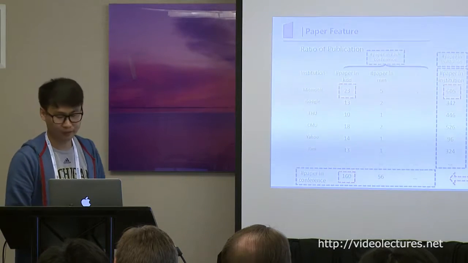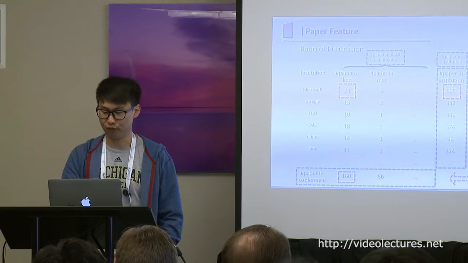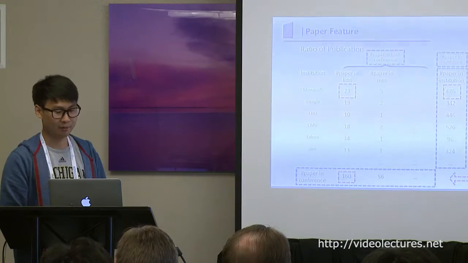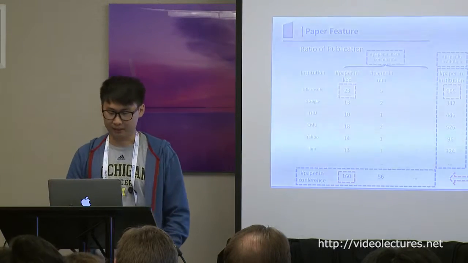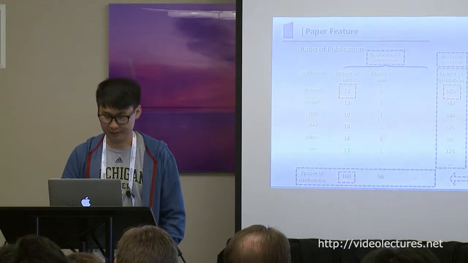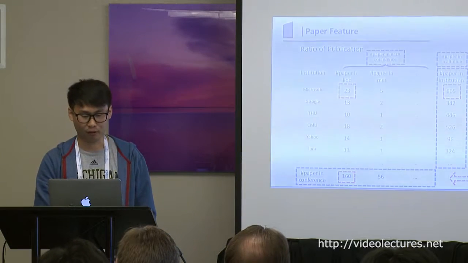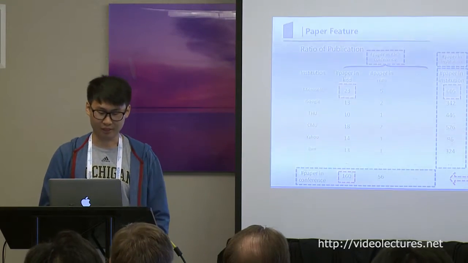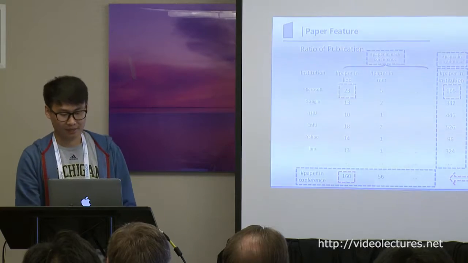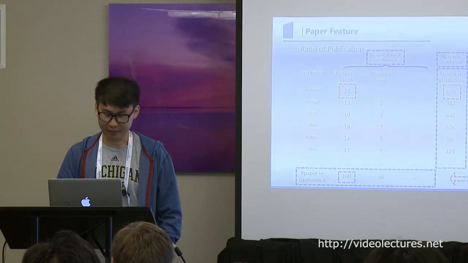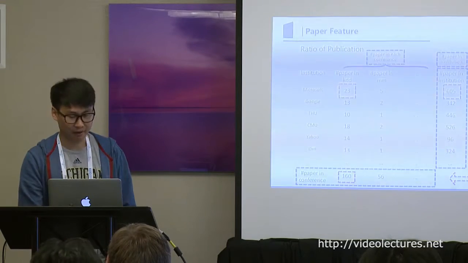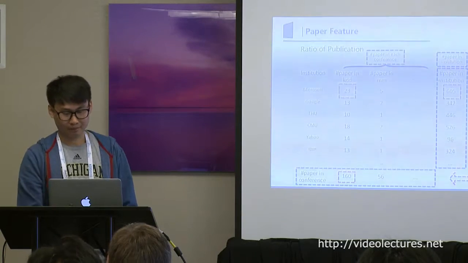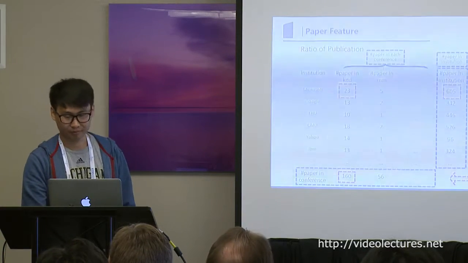This is a kind of feature which shows the publication ratio for an institution and a conference. For example, if Microsoft published 23 papers in KDD, and there are also 605 papers for this institution in that year, and 160 papers in the conference of KDD, then the institution ratio is actually 23 over 605, and the conference ratio is actually 23 over 160. That's the ratio of publication feature.